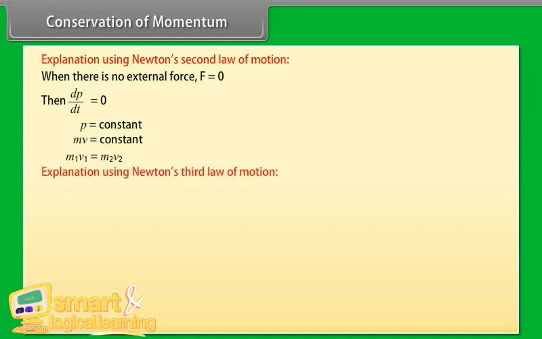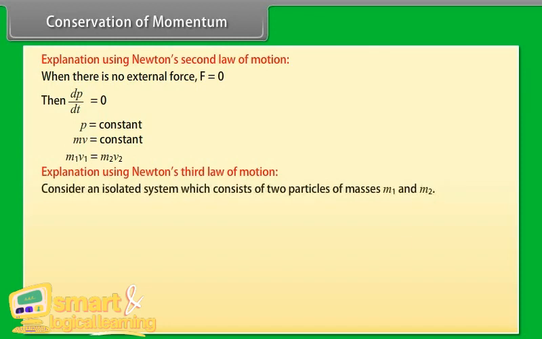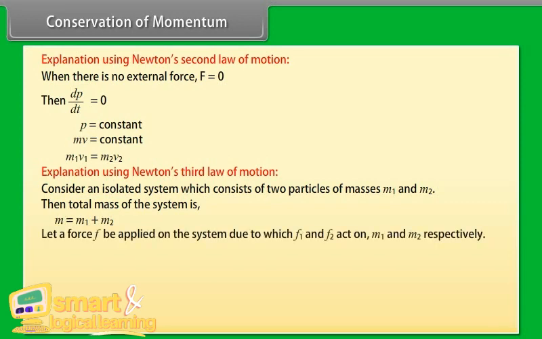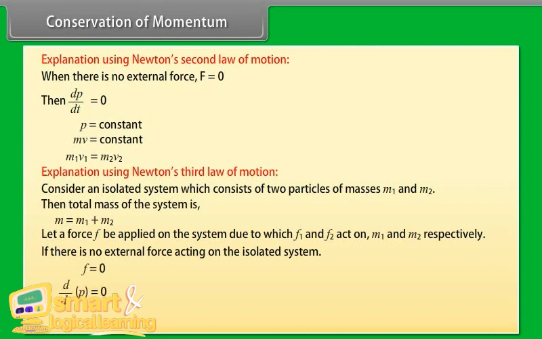Explanation using Newton's third law of motion. Consider an isolated system which consists of two particles of masses m1 and m2. Then the total mass of the system is m is equal to m1 plus m2. Let a force F be applied on the system, due to which F1 and F2 act on m1 and m2 respectively. If there is no external force acting on the isolated system, then F is equal to 0. dP by dt is equal to 0. P is equal to constant. Hence, the law of conservation of linear momentum is proved.